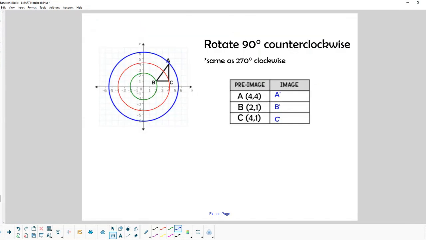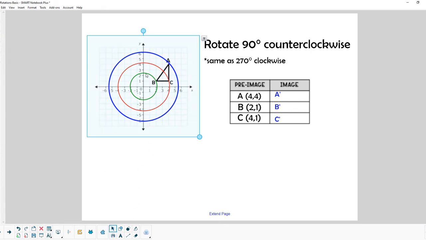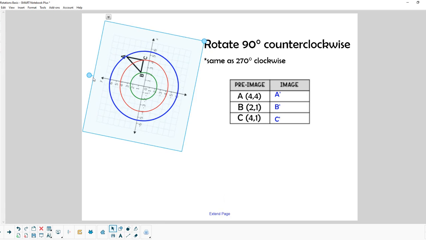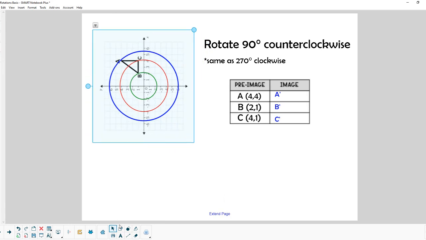All right, so we're going to talk about rotating 90 degrees counterclockwise and how it's the same as 270 degrees clockwise. To do that, I'm going to take our little shape and rotate it starting 90 degrees counterclockwise. Remember, counterclockwise is rotating it in this direction. If I rotate it a quarter of a turn, my new shape is going to look like this.